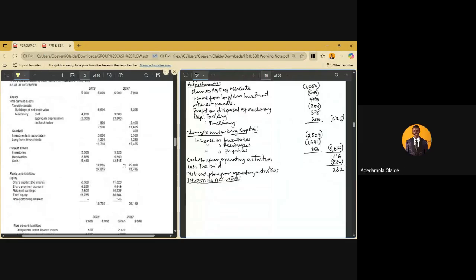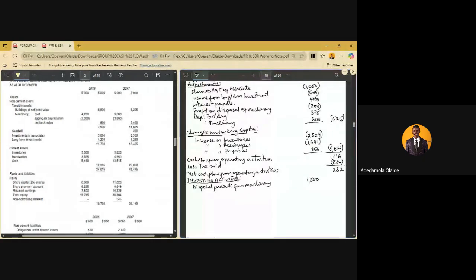Investing activity. We've already looked at building. There was no acquisition, no disposal. But for machinery, there was a disposal. So we'll say disposal proceeds for machinery, how much? 1,500. And that will be an inflow of cash.